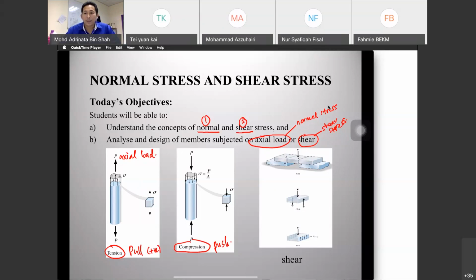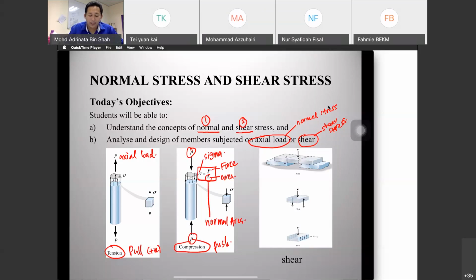And the equation of stress, we call this sigma. Sigma is equal to force P over A. This is force, and this is area. Which area? The area that acts normal. So this area is the normal area.